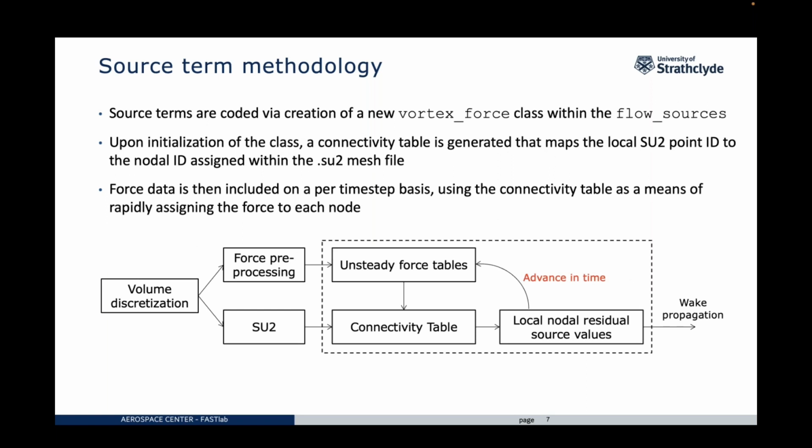A little bit more in terms of the implementation. We made a new Vortex force class in the flow sources file, and when you initialize that class, it'll create a connectivity table between the force tables that you supply in CSV format and the local ID that SU2 uses when solving the equations. You can see just at the bottom a little flowchart, but essentially we advance in time, we read a new force table, we use the connectivity table to relate back to the node that dictates where the force is being applied, etc.